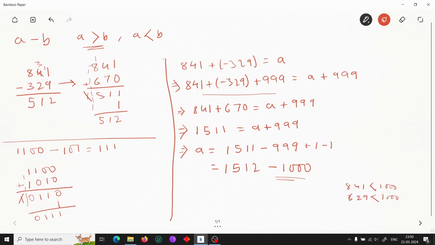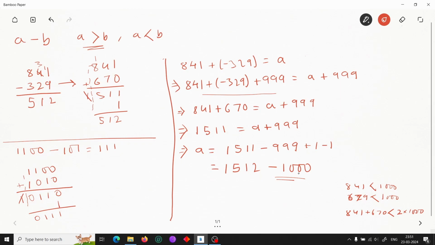I'm sorry, 670. What you see is that when you add them both, this will always be less than 2 times 1000, right? So you see this carry value here will never exceed 1. This will never go to 2 or more than that. This will always be 1.